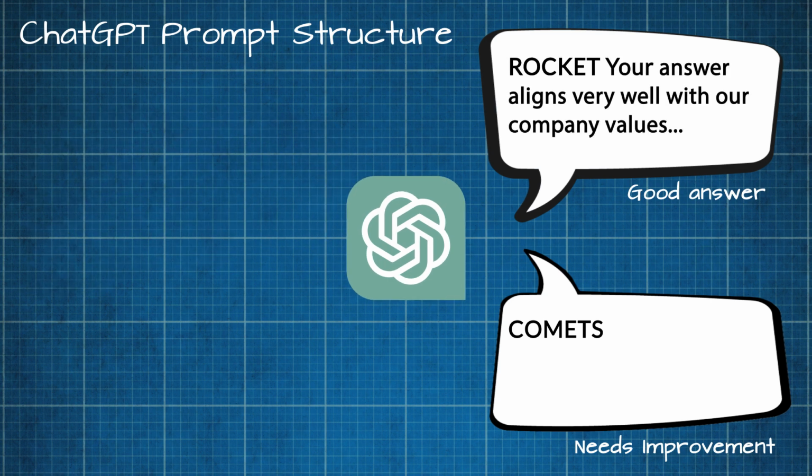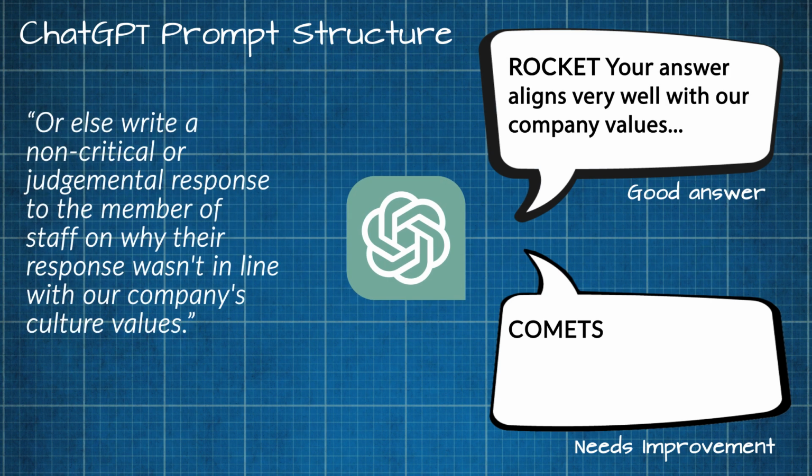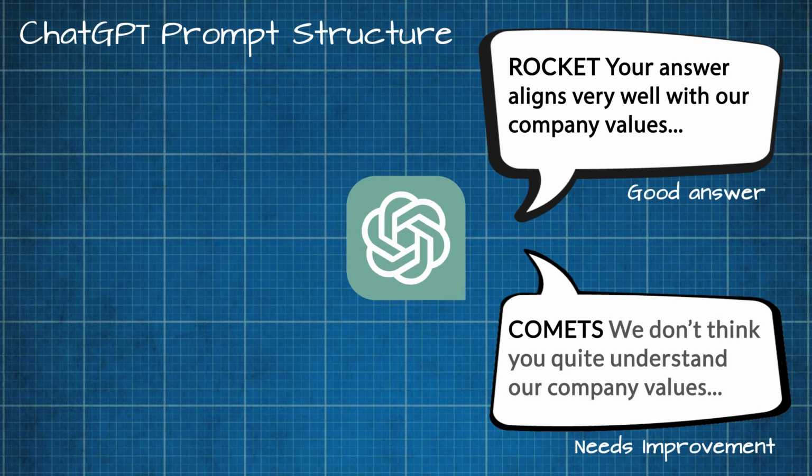On the other hand, if the response needs improvement, follow the keyword with a non-critical or judgmental response written to the member of staff on why their response wasn't in line with our company's culture values. In the end, we're not wanting the response to come across like the staff member has done something wrong, but to instead encourage them to explore ways that they can better align their behaviour to the culture of our company, and to perhaps talk the whole thing through with their manager.